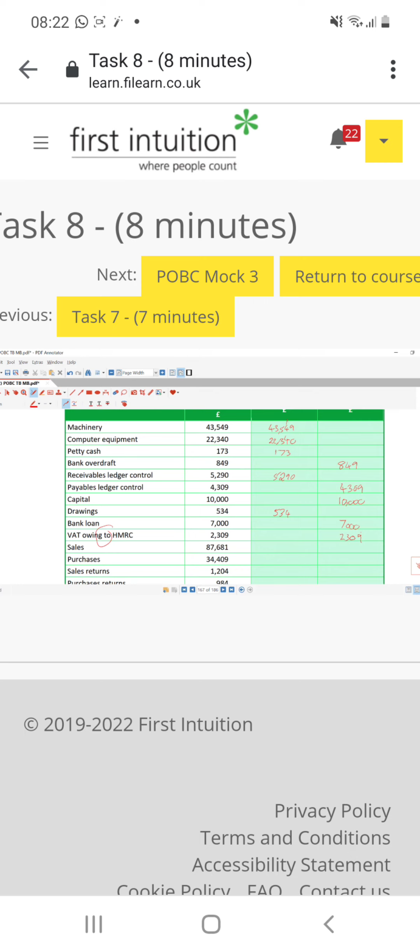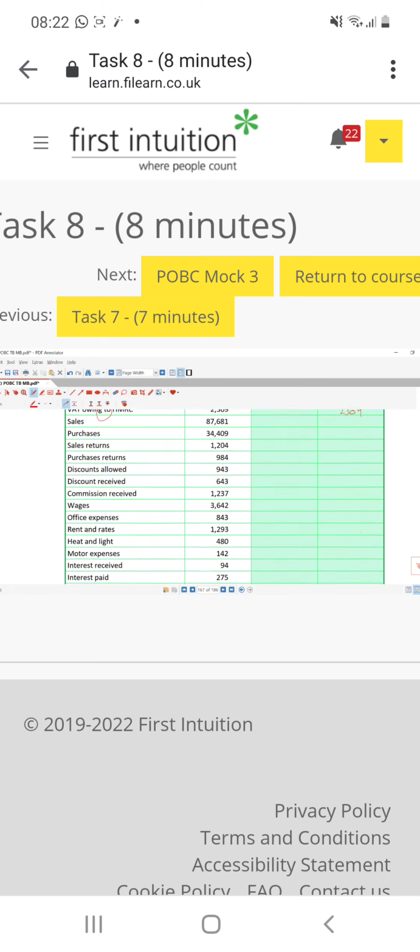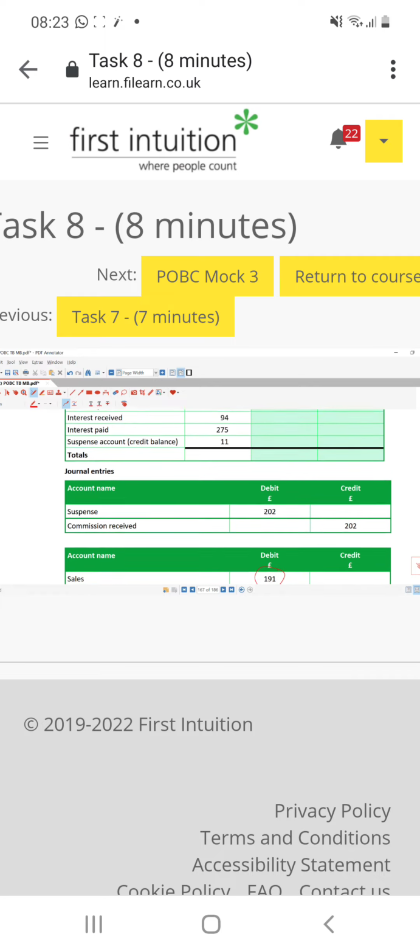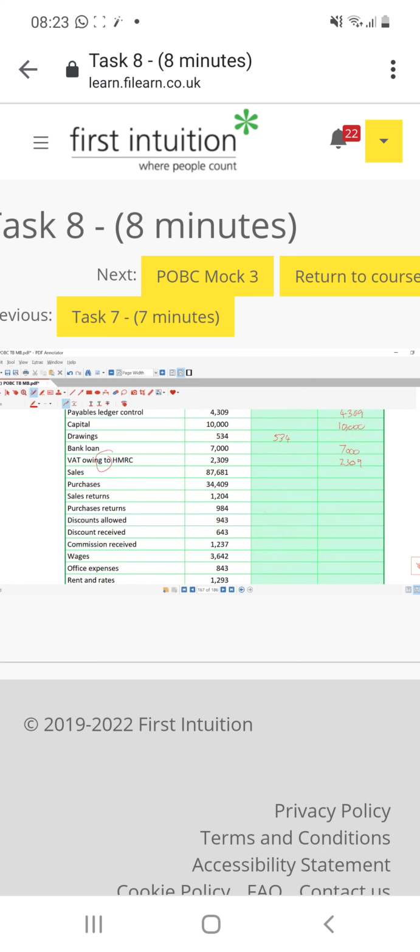What we do have next though is our sales of 87,681. But as we can see just down here, we need to debit our sales, i.e. therefore reduce our income by 191. Okay, so if we do take our sales of 87,681 and deduct that 191 from it, this credit balance will now be 87,490. The purchases, no change here, is an expense, so it would be 34,409.